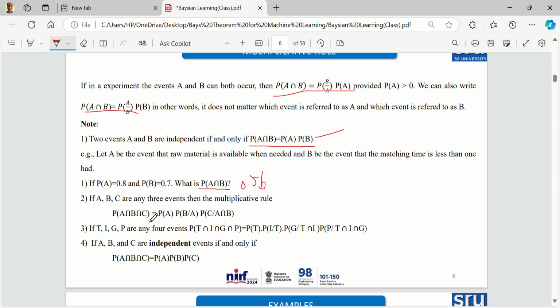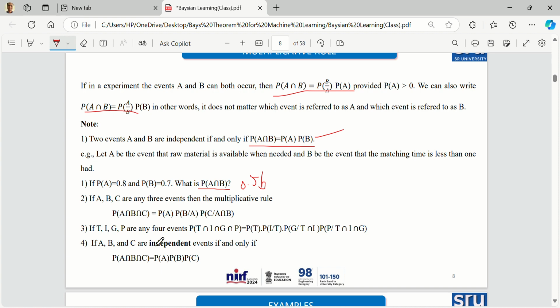Suppose I write probability of C into probability of B given C and probability of A given B intersection C. But you have to check whether A, B, C depend on each other and in which way.